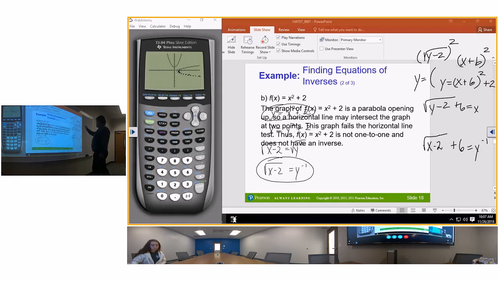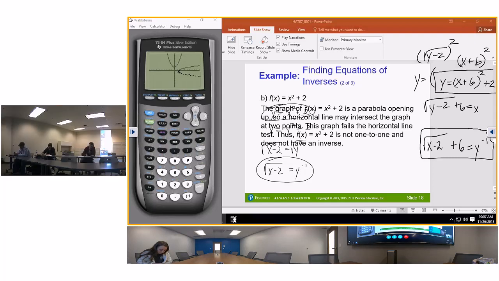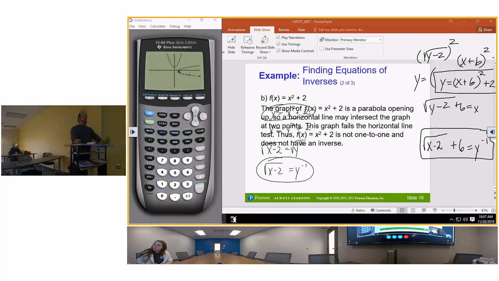So graph those two. Somebody graph this one and graph this one right here. Graph those two. I just want you to see what will happen when you see what the symmetry is with the inverse. So I'm going to go in and graph as soon as I get my cursor back.